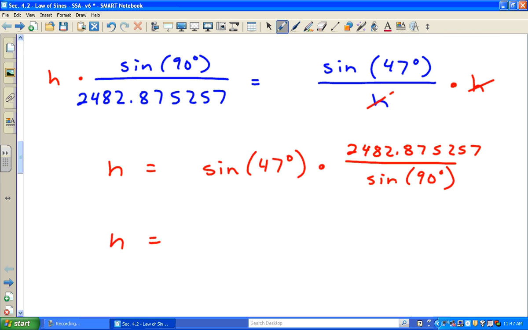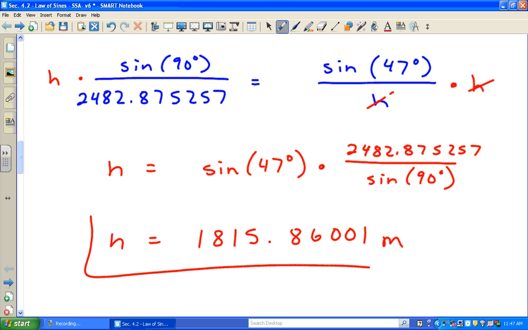And so we'll end up with the height of our mountain equal to 1,815.86001 meters. This concludes this example on solving applications having to do with side-side-angle triangles.